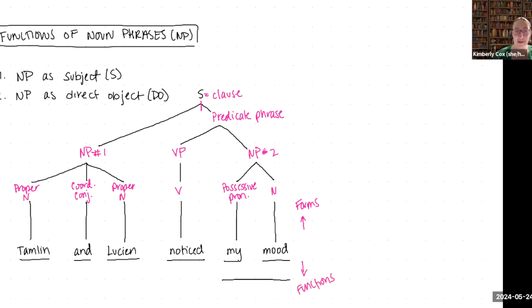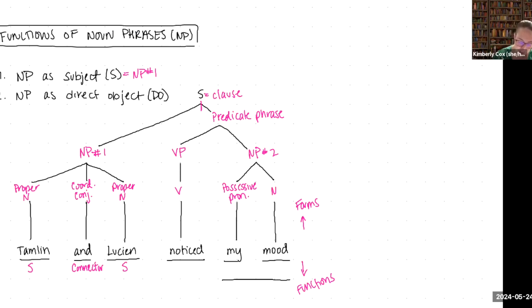So that is what these forms are doing. Let's talk a little bit about that. Tamlin and Lucian. Here we have and, which functions as a connector. And then we have Tamlin and Lucian, who are the occasion for the sentence. They're the ones doing the noticing. So as a result, both Tamlin and Lucian are going to function as subjects. So I have the S. And I'm going to go ahead and write up here that noun phrase number one is an example of how a noun phrase can function as a subject.